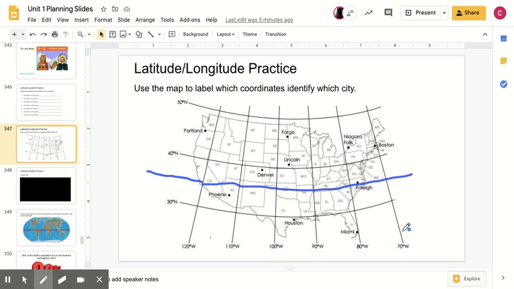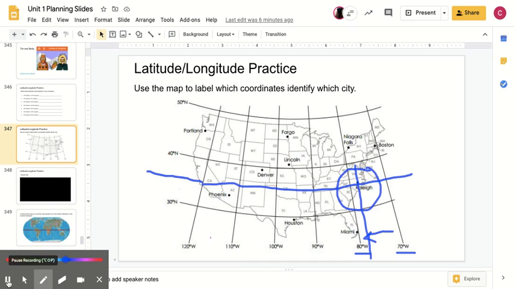78 degrees west. So here's 70 and here's 80. I know that 78 is closer to 80 than 70. So I'm going to draw my imaginary longitude line where I think 78 would be. And that city is Raleigh, North Carolina.